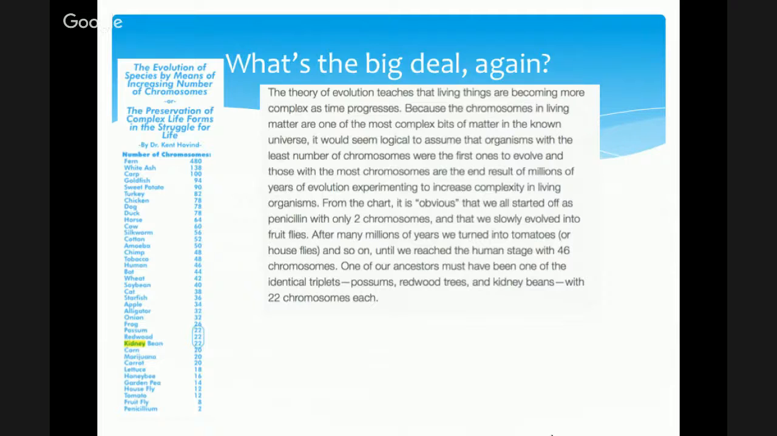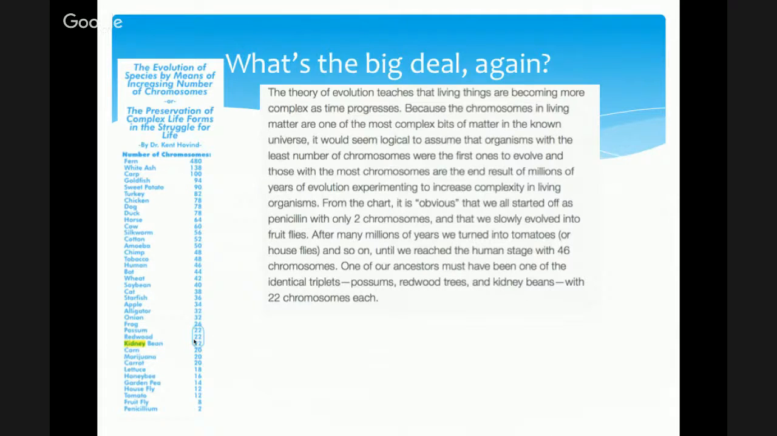He talks about how, because chromosomes are one of the most complex bits of matter, it would seem logical to assume that organisms with the least number of chromosomes were the first to evolve, and that those with the most chromosomes are the end result of millions of years of evolution. From the chart, it is obvious that we all started off as penicillin with only 2 chromosomes, and that we slowly evolved into fruit flies. Okay, obviously not what happened, but if you have this misconception, this might seem like it makes sense. And then his coup de grace at the end, he says, one of our ancestors must have been one of the identical triplets: a possum, a redwood tree, and a kidney bean, which have 22 chromosomes each.